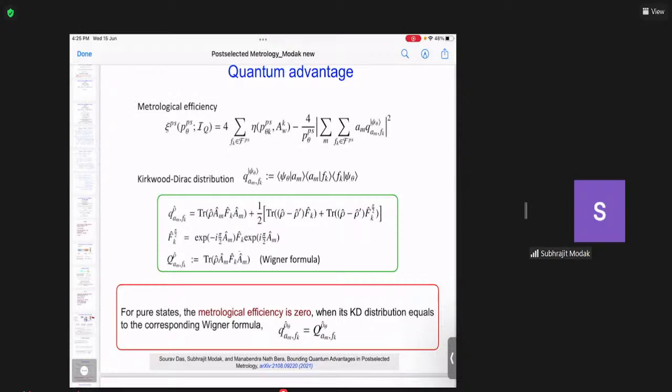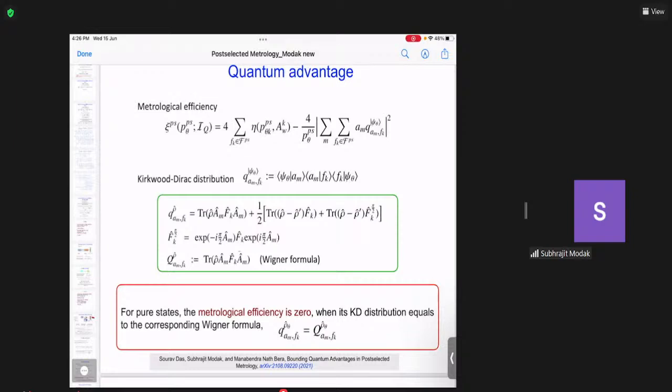For a pure state, the metrological efficiency is 0 when its KD distribution equals the corresponding Wigner formula. I told you earlier, the KD distribution can take complex values, can take negative values. But the Wigner formula, written by capital Q, is purely real. So when the KD distribution equals the Wigner formula, you can use the cyclic property within the trace, and the last term equals 0. So it is clear that if you have two observables like AM and AFK which are commuting, there is no metrological efficiency coming from your protocol.